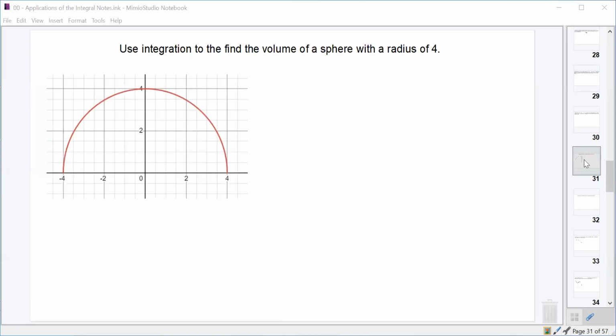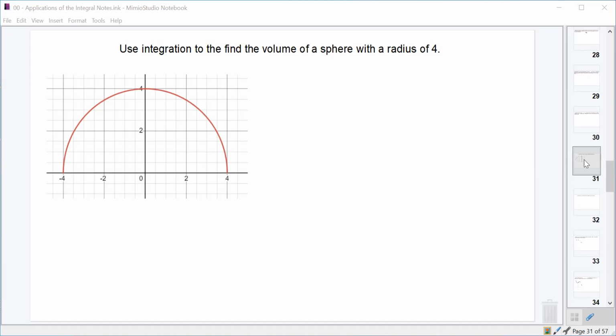Today we're going to begin our talk about finding volume of what we call solids of revolution. So a solid of revolution is just a geometric solid that is obtained by taking a region in the coordinate plane and revolving it around a line. So even though we know the formula for the volume of a sphere, we're going to see if we can find a way to use this semicircle that has a radius of 4 by revolving it around an axis to find the volume of a sphere that has a radius of 4.